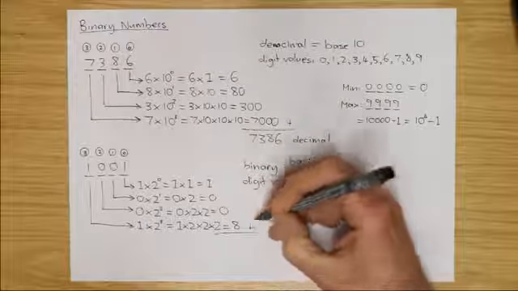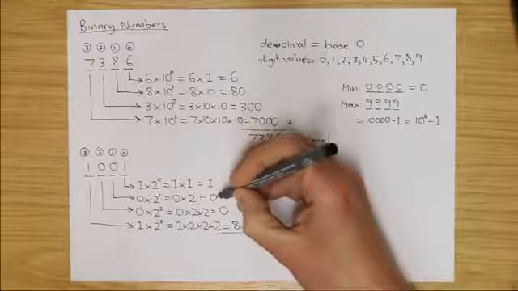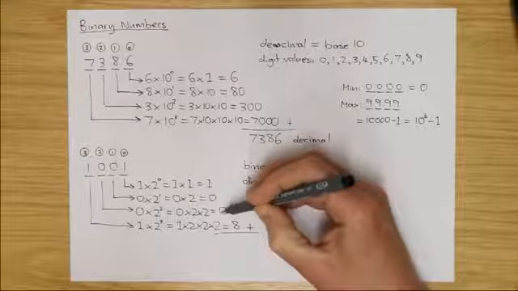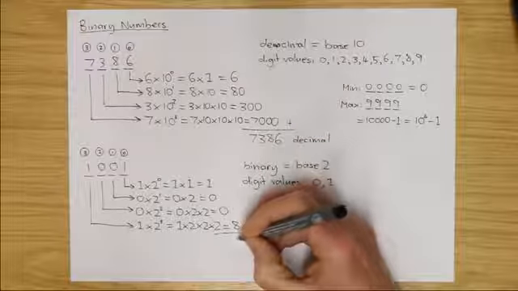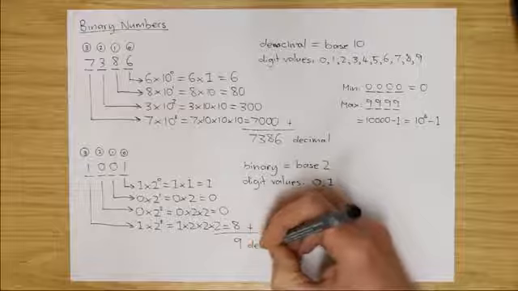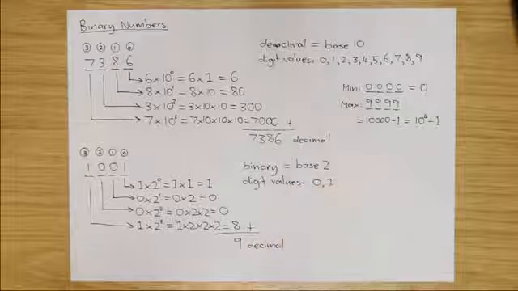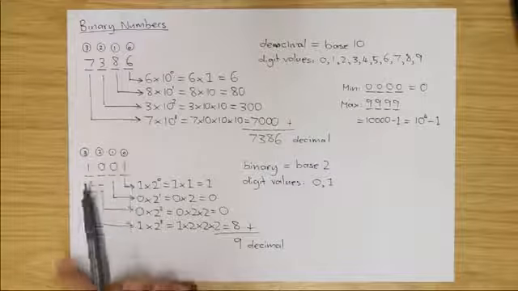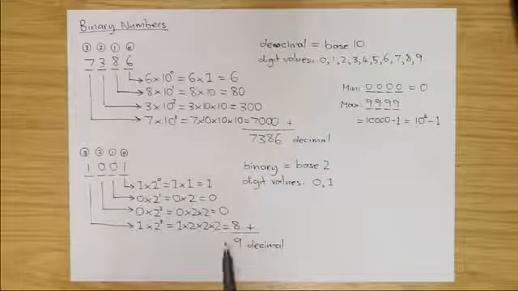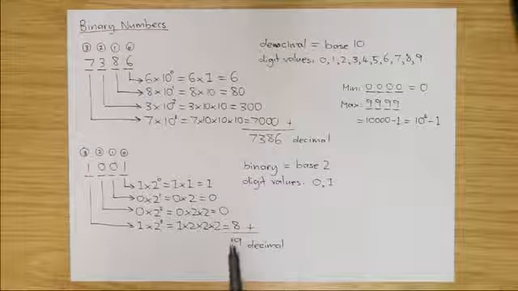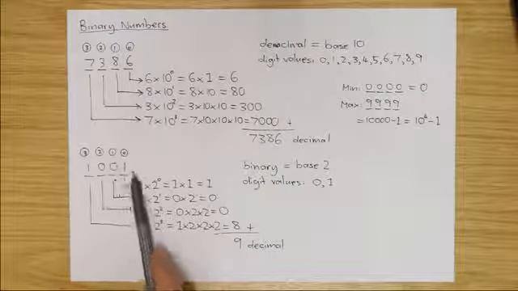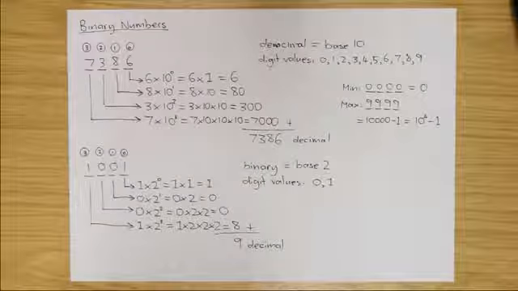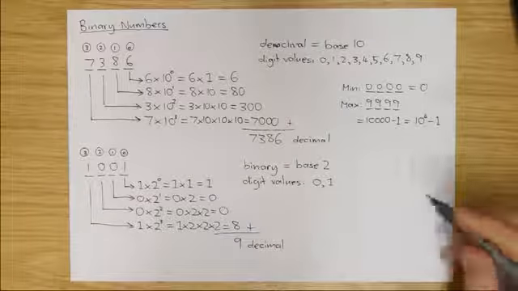Now, as before, if I add up the contribution from each of my 4 digits here, I'll get the total value of the number. So 8 plus 0 plus 0 plus 1 is equal to 9 decimal. So the number that I originally wrote here as a 4-digit binary number, 1001, is just a different way of writing the number 9. So 9 written as a decimal number is precisely the same number as 1001 written as a binary number. They're just 2 different ways of representing the same number.